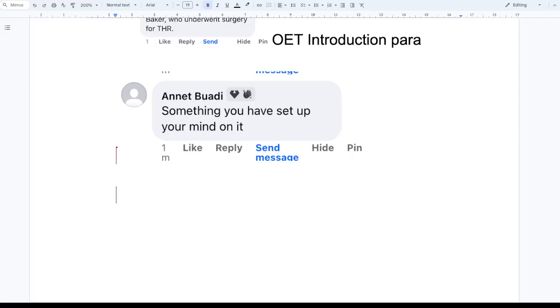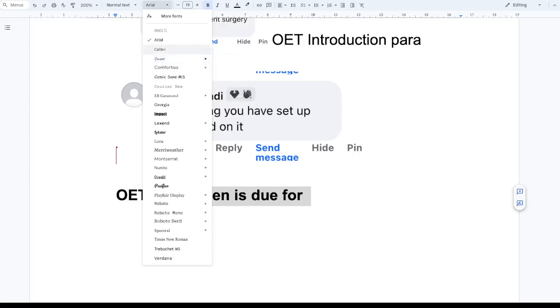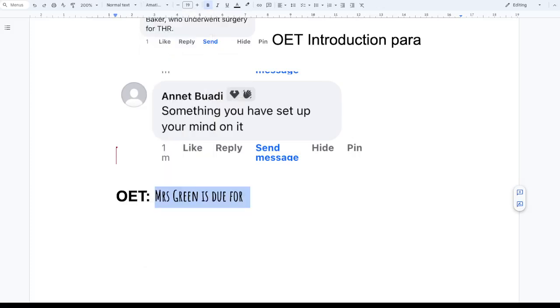You might say, Mrs. Green is due for, this would be an OET example, right? Annette, you're talking to a patient and you might say, Mrs. Green is due for what? And Shani as well, what is it due for? Can you tell us? What is it due for? I'll wait for you guys. Finish that sentence, guys. What is it due for?